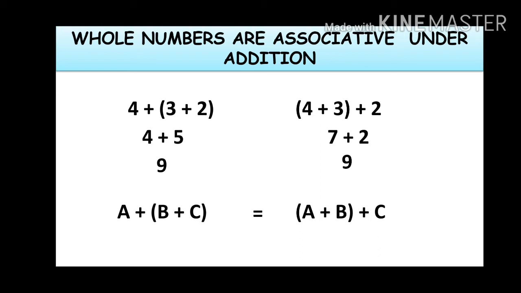So we can see here on the left hand side we have written (A plus B) plus C. On the right hand side we have A plus (B plus C). So in the left case A and B are grouped, and in the right hand side B and C are grouped. So we can group the whole numbers in any order. Now let's see the associative property of multiplication.